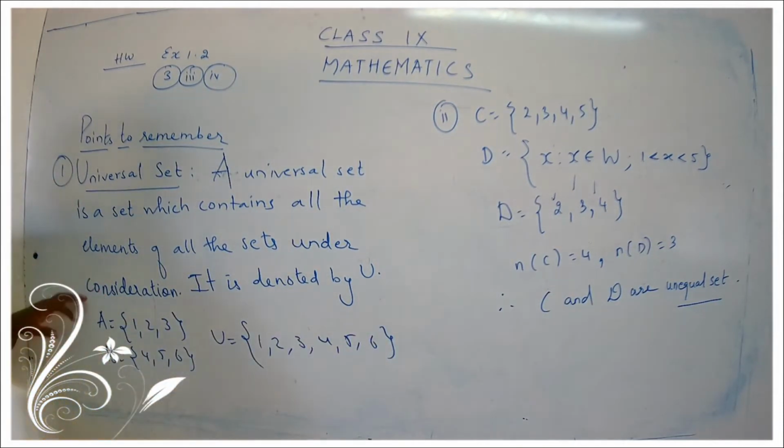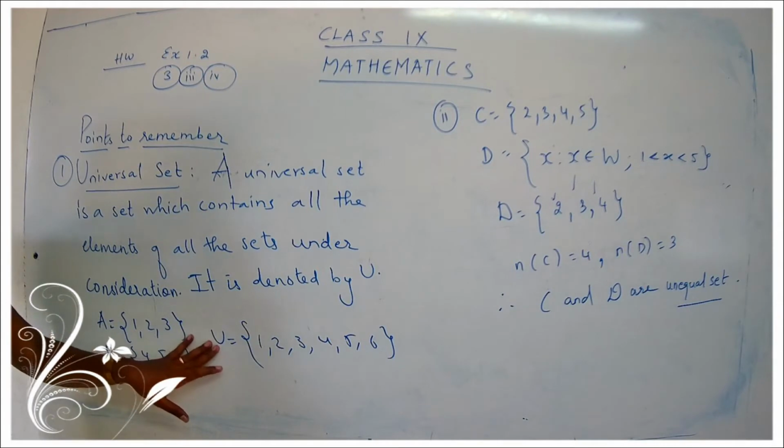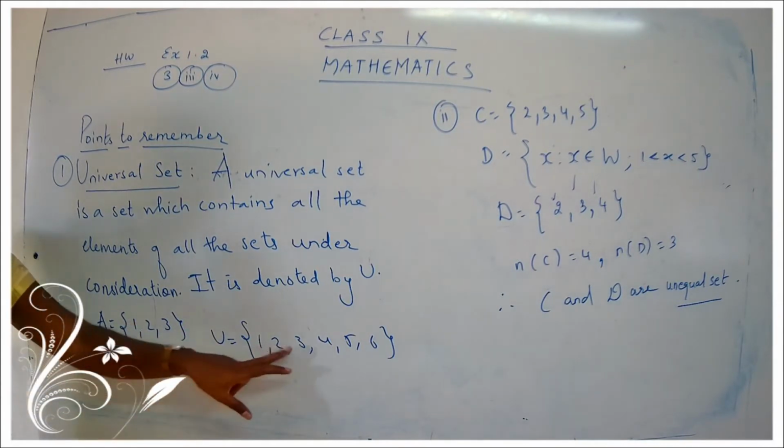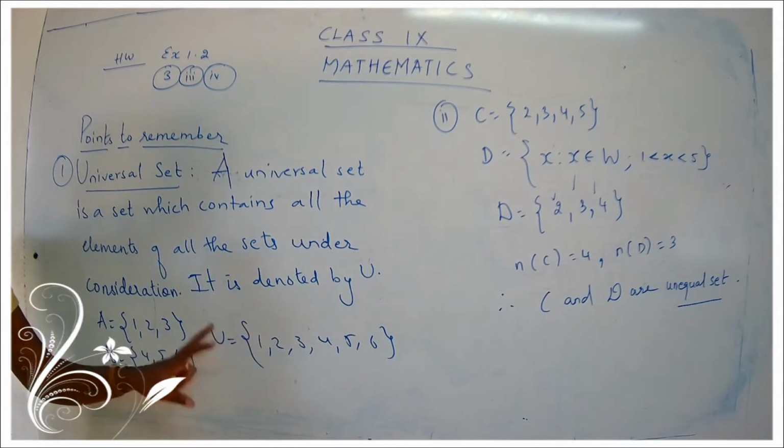So, a universal set is a set which contains all the elements of all the sets under consideration. What are the 2 sets that we have considered? We have considered A and B. So, what about the universal set? It contains the elements of both the sets. So, the universal set will change according to the different conditions. I hope you are clear.